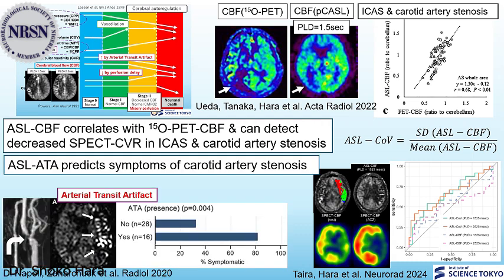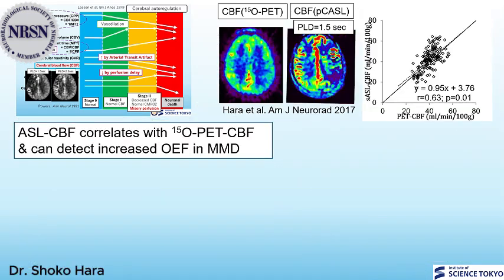One study has even shown that arterial transit artifacts alone can help distinguish whether patients with carotid artery stenosis are symptomatic or not. In patients with moyamoya disease, arterial transit time is much longer than in those with atherosclerosis, and arterial transit artifacts are much more prominent. Nevertheless, CBF measured by ASL with a standard post-labeling delay still shows a moderate correlation with true CBF measured by 15O PET.